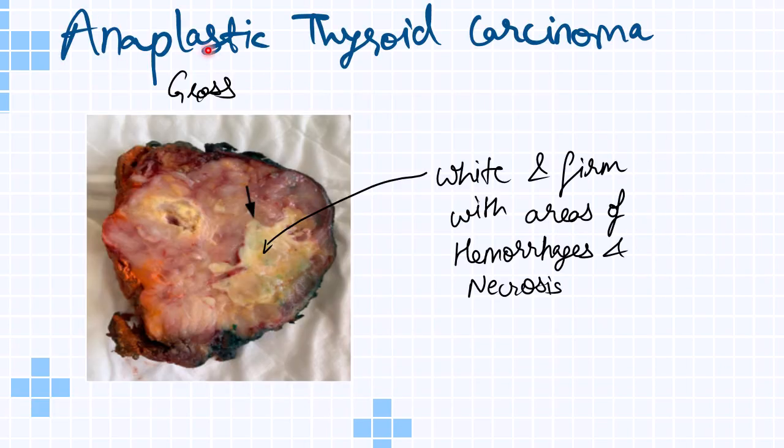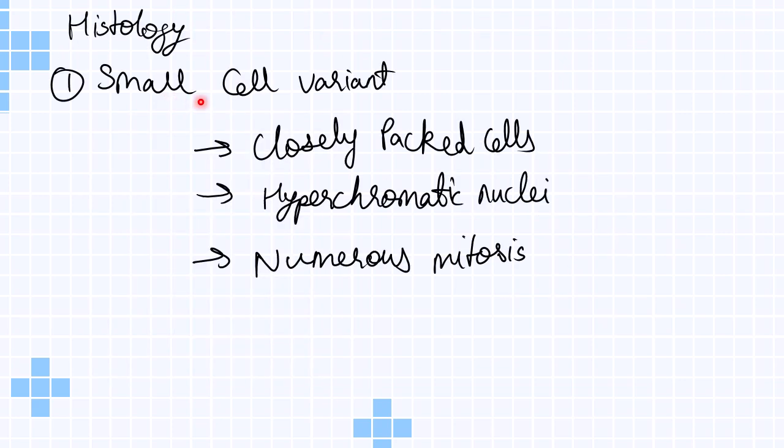Finally, let's discuss anaplastic thyroid carcinoma. Grossly, the tumor appears white and firm. Areas of hemorrhage and necrosis are also present. Now let's look at the different microscopic variants. The first microscopic variant is the small cell variant. Here the tumor is composed of closely packed cells. The nuclei are hyperchromatic and numerous mitotic figures are present, indicating rapid cell division.